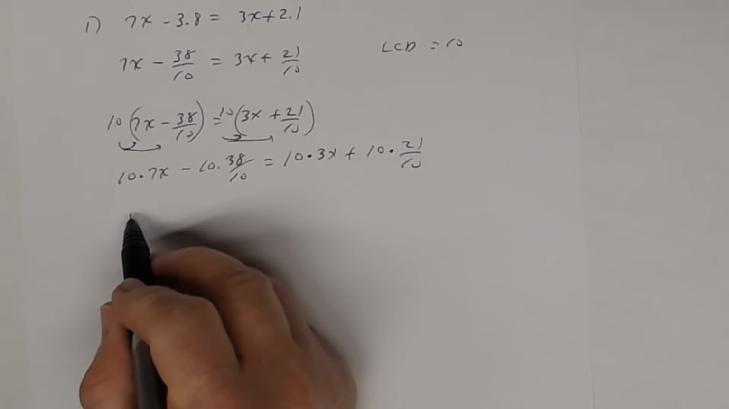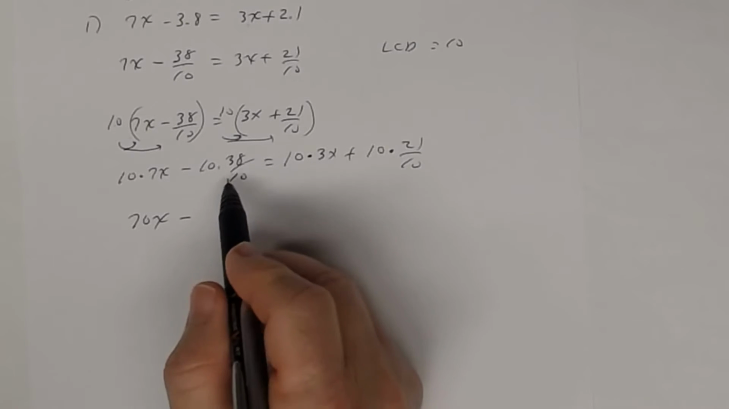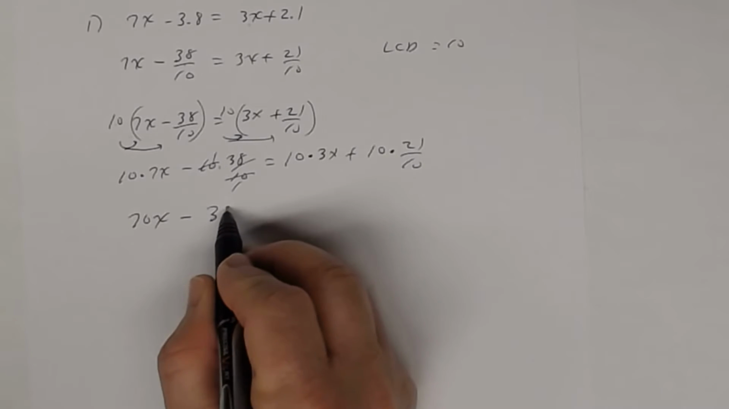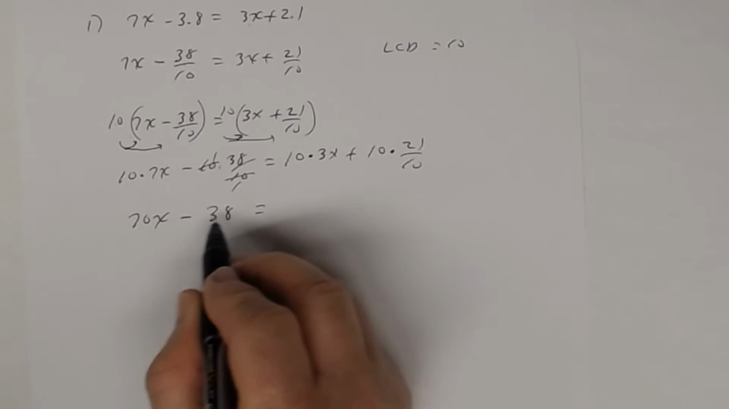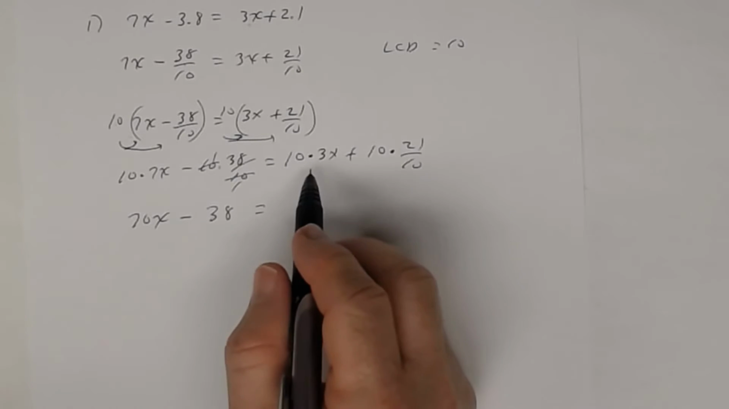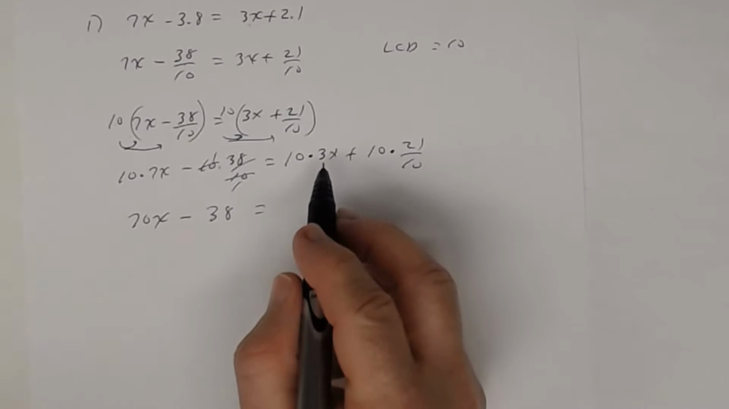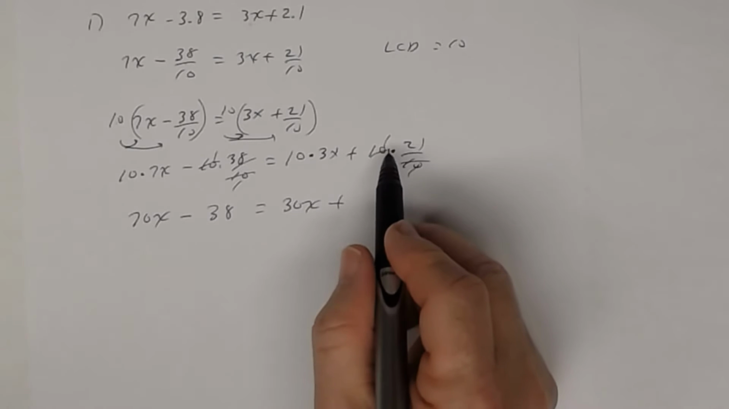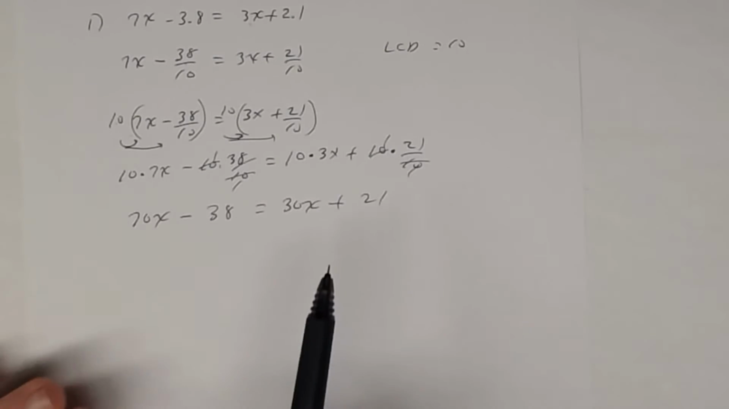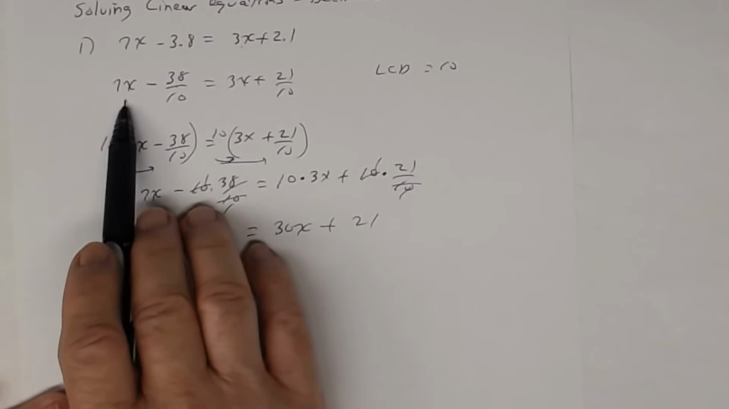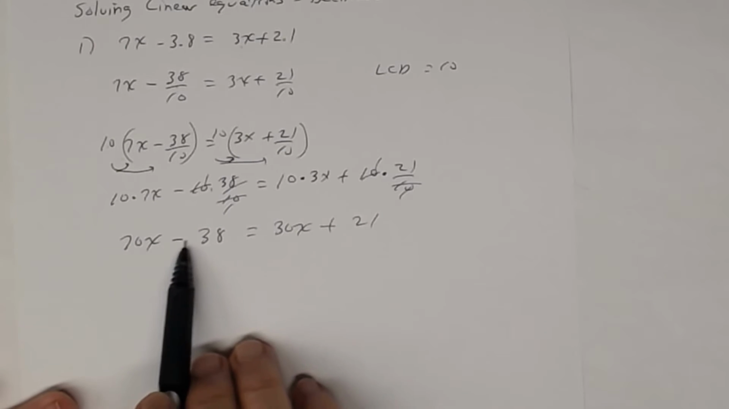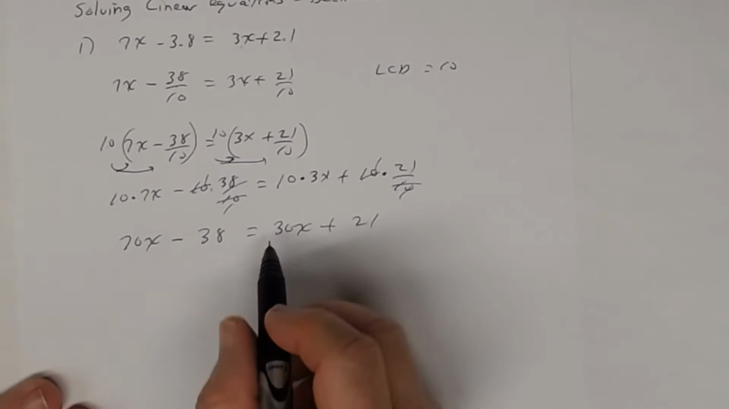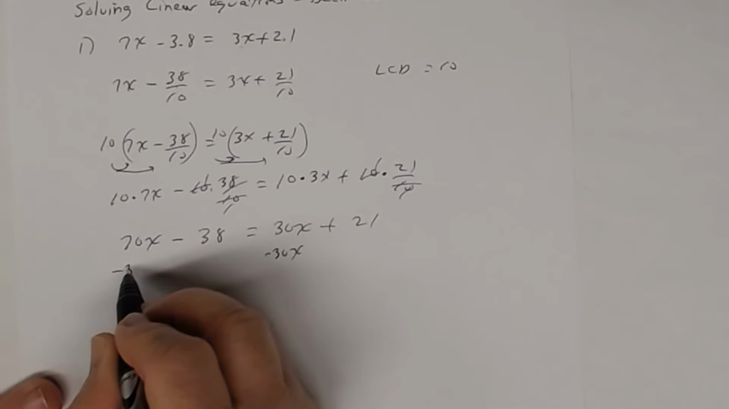10 times 7x is 70x, minus, the 10's divide out here. So 1 times 38 is 38. So I get 70x minus 38 on the left-hand side. On the right side of our equation, 10 times 3x is 30x plus, and then these 10's divide out, and you get 1 times 21 is 21. So notice I went from a decimal equation to a fractional equation to an equation without any decimals or fractions. And so let's go ahead and subtract 30x from both sides. That's the easiest way to do this one.